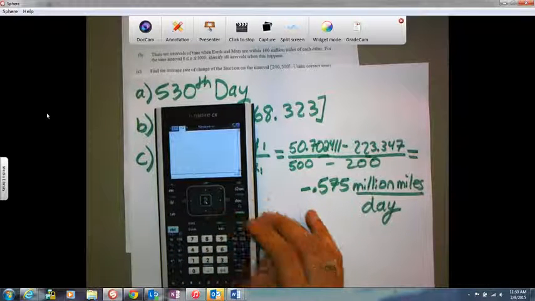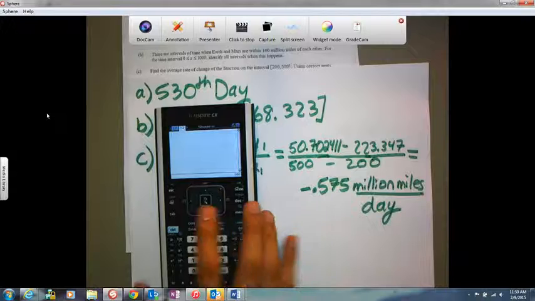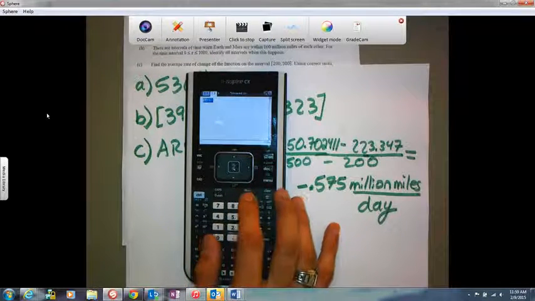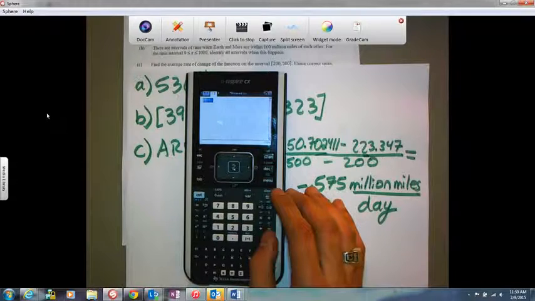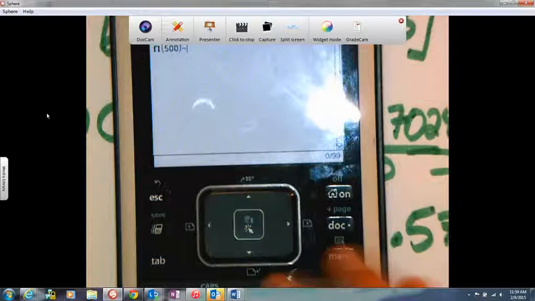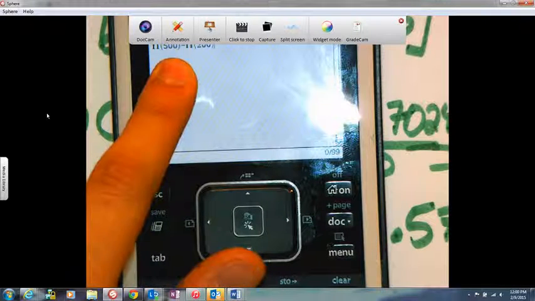And here's the key. You go to var right here. You want to go to var, and then you want to go to F1. And what do you want? You want F of 500 minus F of 200. So that says, tell me the y value when x is 500 minus the y value when x is 200.